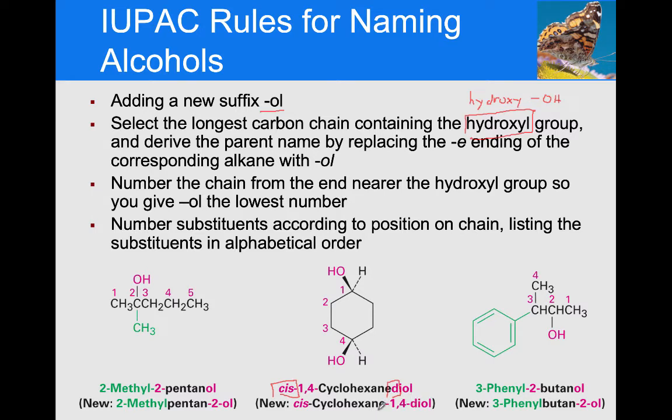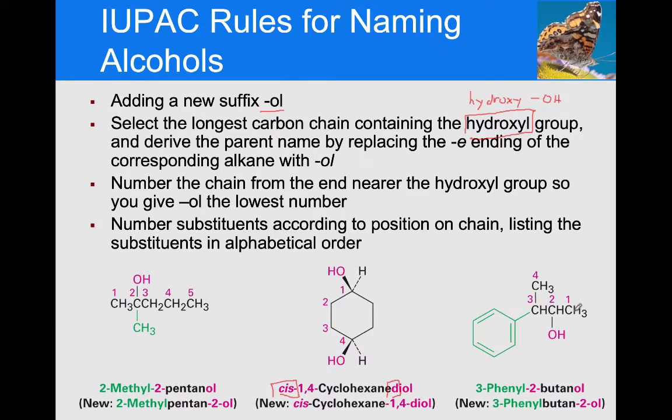One thing to notice here is that when you put the location of the OHs between the parent and the suffix, you don't want a consonant following another consonant. That's just IUPAC nomenclature. So you don't drop the E here.